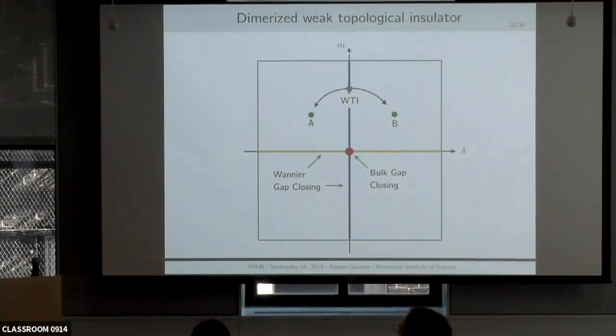We are passing through a point where the Wannier spectrum itself is going to close. So these lines in this phase diagram: I have here my dimerization of the weak topological insulator, and I have here the mass of my 2D topological insulators. So whenever I cross one of these lines, either the mass or the dimerization is going to vanish, and then I'm going to necessarily close the Wannier spectrum.